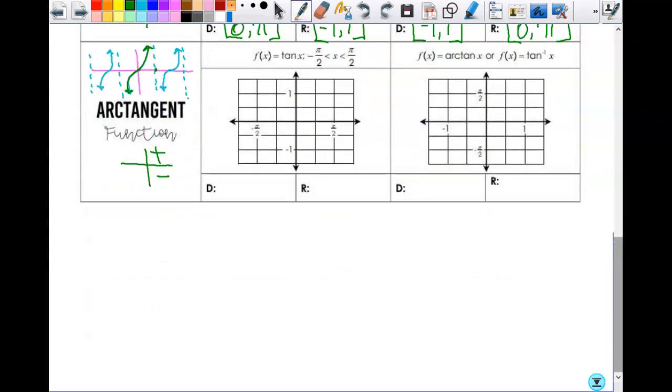So from negative pi halves, at negative pi halves, I do have an asymptote. And at pi halves, I have an asymptote. Got 0, 0. Pi fourths is 1. Negative pi fourths is negative 1. And then I can graph this in. So my domain, once again, goes from negative pi halves to pi halves. Do I include them this time? No, I do not, because they are asymptotes. What is my range? Good, negative infinity to infinity.